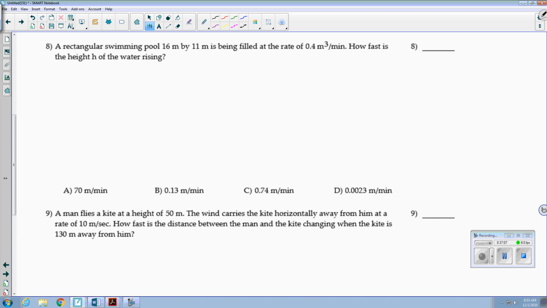Rectangular swimming pool, 16 by 11, is being filled by 0.4 cubic meters per minute. How fast is the height of the water rising? So what we're looking for here is pretty obvious, the dH/dt. We want to know how the height's changing over the course of time. It's being filled up as a volume. And we have a rectangular swimming pool, so volume for a rectangular prism is length times width times height. dV/dt is given as, I'll write it over here.